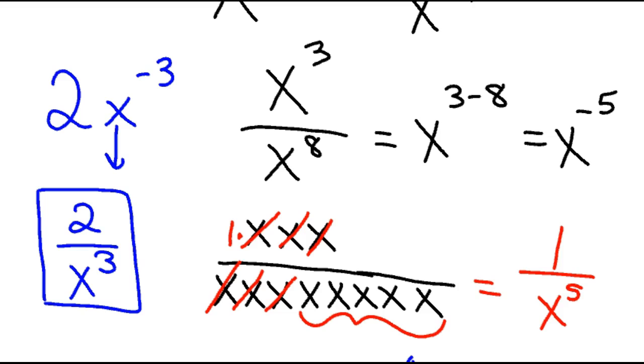Now, it would have been a lot different if I had said it's (2x) to the negative third. Now the negative third goes with both the 2 and the x, and so that would be 1 over 2 to the third, which is 8, times x to the third. So that negative moves both of them down in that case.